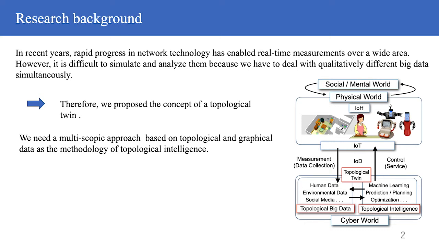However, it is difficult to simulate and analyze the interaction because we must simultaneously deal with quantitatively different big data. In order to simulate real-world phenomena in the cyber world, we often have to extract features and structures based on graph theory and topology. Therefore, we propose the concept of a topological twin. This figure shows the concept of topological twin in cyber-physical social systems. We can extract topological features from big data as topological big data at various levels.